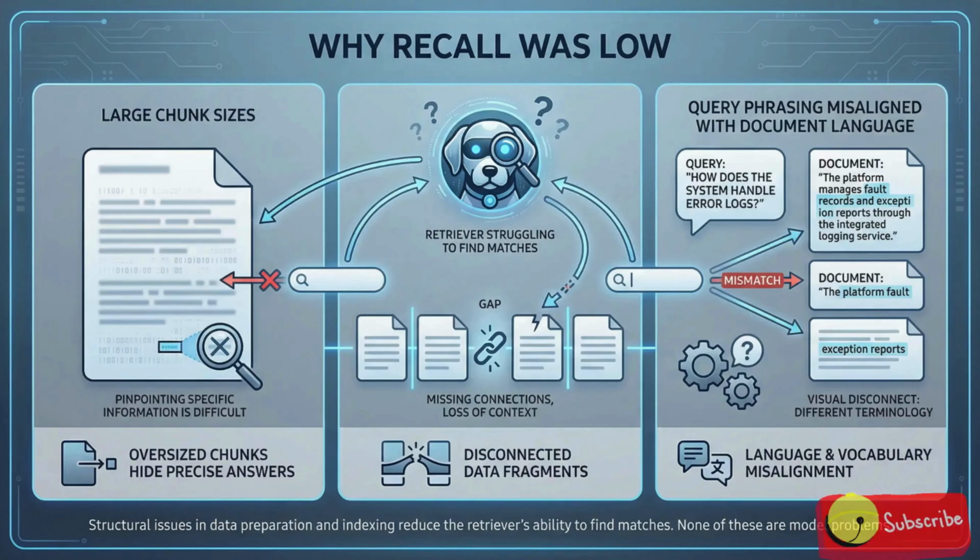In our case, the recall was very low, which is 0.4, and when the recall is low, the root cause is almost never one single issue. It's usually a combination of structural problems in how the data is prepared and indexed. In our case, the main issues were large chunk sizes, no overlap between chunks, and query phrasing that did not align well with how the documents were written. All three of these reduce the retriever's ability to find precise matches, and none of them have anything to do with the model. So we applied a few fixes.